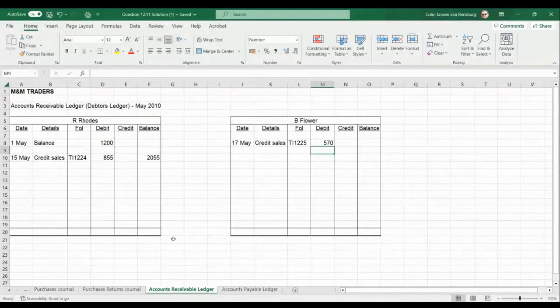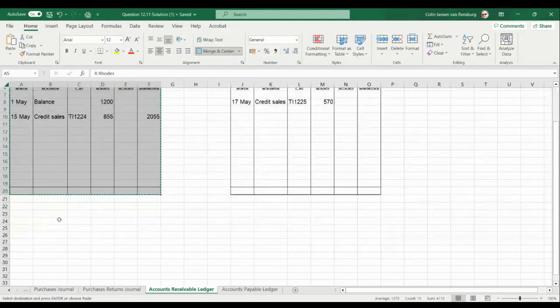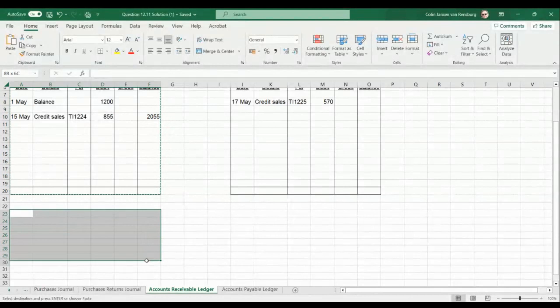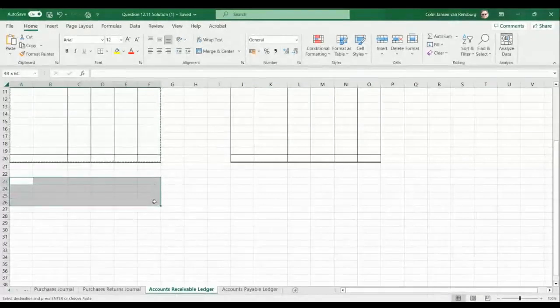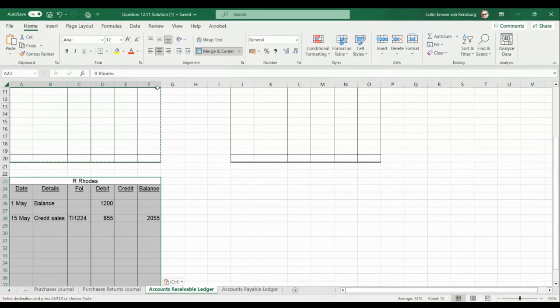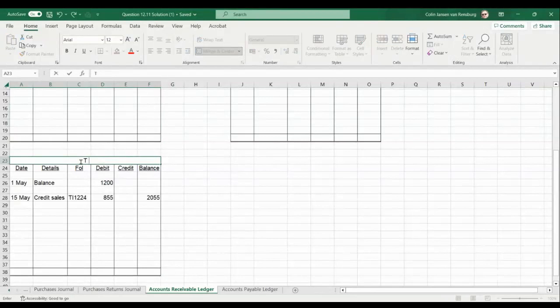So we go to our accounts receivable ledger. Let's just copy this over again. Let's start there. 1, 2, 3, 4, 5, 6, 7, 8, 9, 10, 11. 1, 2, 3, 4, 5, 6, 7, 8, 9, 10, 11, 12, 13, 14, 15, 16. So now we've also got an account for that person. We've just got to give it the correct name. So that's T3.